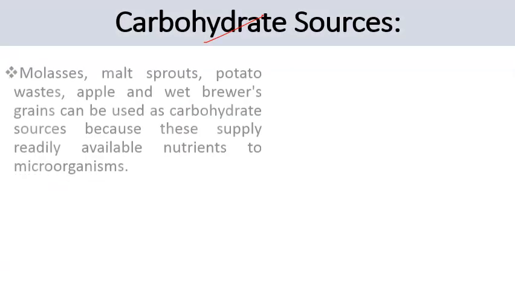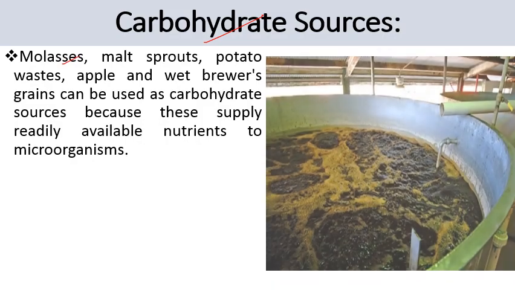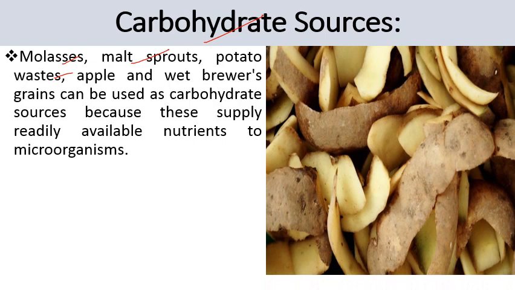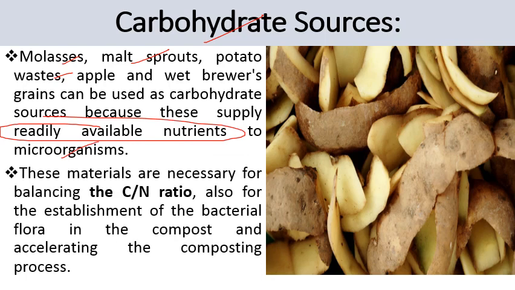Next comes carbohydrate source. For this we use molasses like sugar molasses, then malt sprouts, potato waste, apple and wet brewers grains that can be used as a carbohydrate source because these supply readily available nutrients to the microorganisms. Then these materials are necessary for balancing the carbon and nitrogen ratio and also for the establishment of bacterial flora in the compost and accelerating the composting process. So these waste materials act as a good source of carbohydrate.